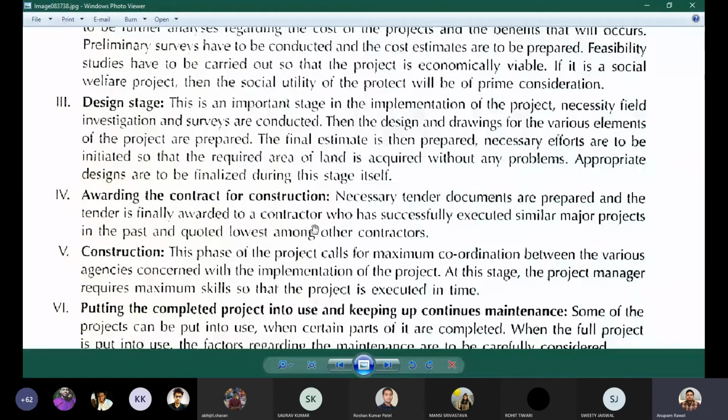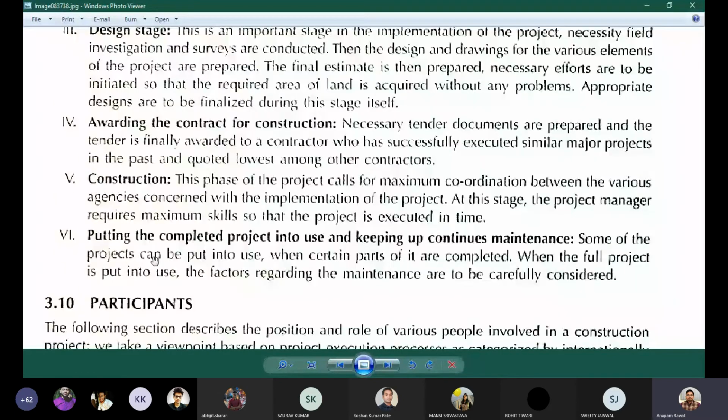We will also learn about the process in the coming units. After that, the construction starts. So this is the post-tender process. In this phase, the project calls for the maximum coordination between the various agencies. The construction phase is the major phase which takes a lot of time, and is the most important. After that comes putting the completed project into use and keeping up continued maintenance. Once the project is completed, it is handed over to the concerned authorities and parties, and after that, continuous maintenance is also there.